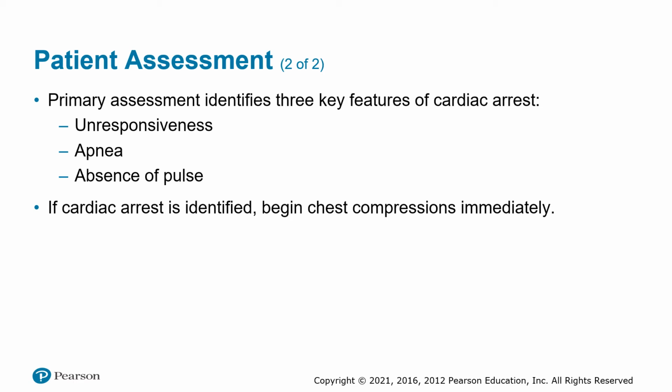After all of that, once cardiac arrest has been identified, we're going to start chest compressions immediately. When we do our primary assessment in a responsive medical patient, it's ABCs: airway, breathing, circulation. When we figure out that it's cardiac arrest, we're going to do CAB: circulation, airway, and breathing, or compressions, airway, and breathing, to fix this.